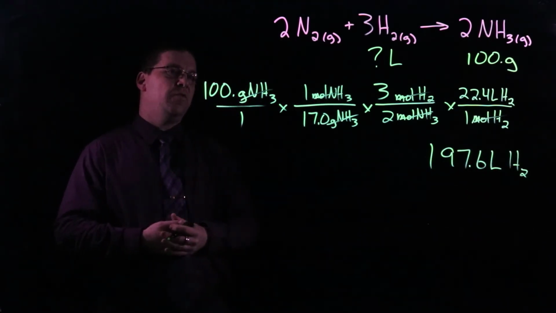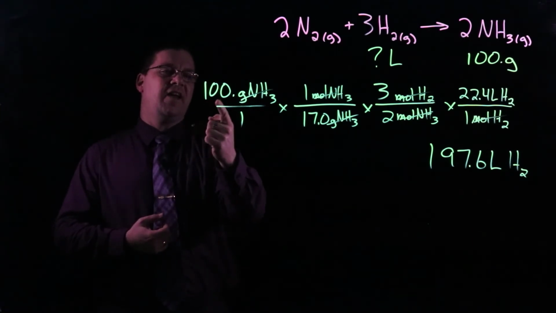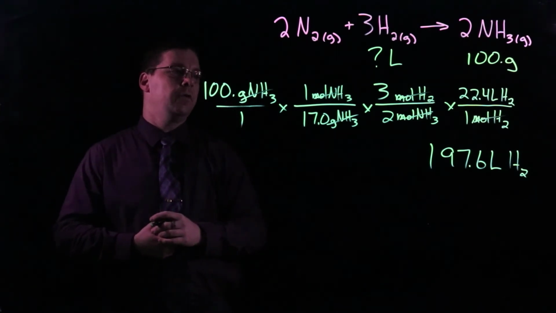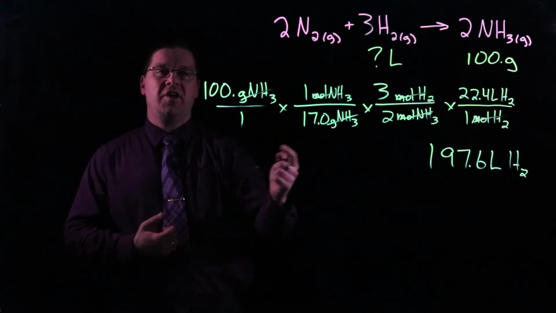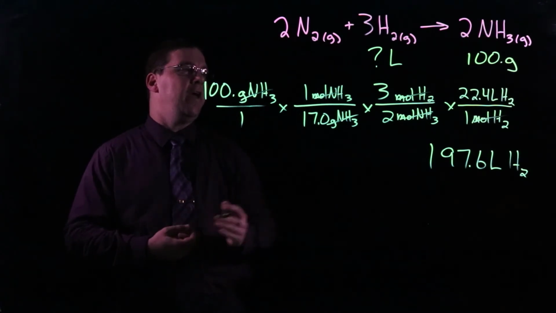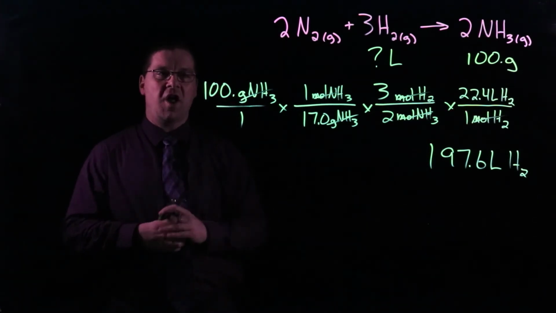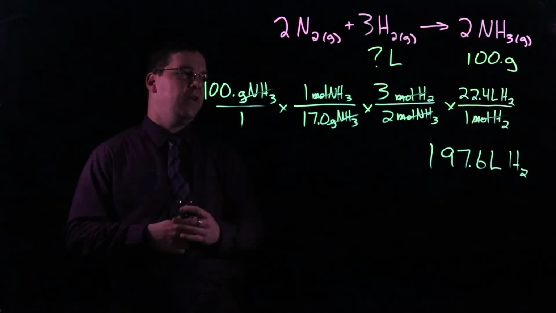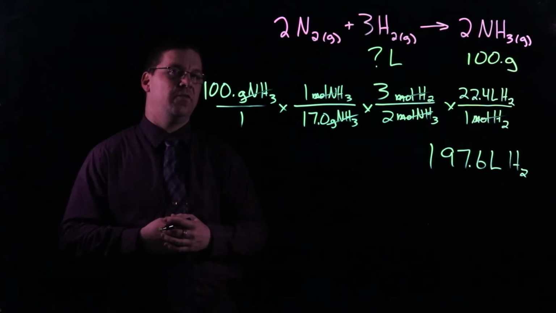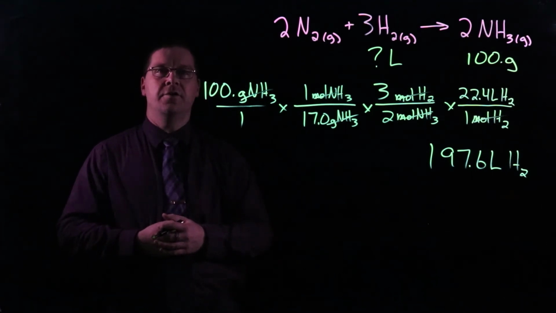Again, looking at significant figures, we always consider the initial value, the measured value we're given. That has 3 significant figures. The molar masses we want to consider as well, so we've got 3 in the 17.0. And the rest of the values that we have here are considered exact values, so we're not going to consider them. So our final answer should be reported with 3 significant figures, which would make our final answer 198 liters of hydrogen.